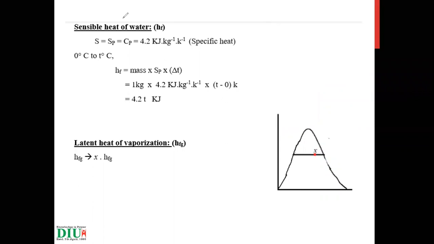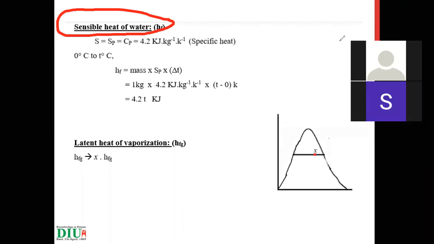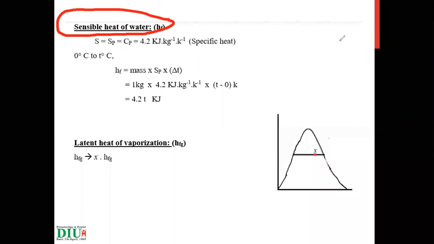Okay, my student, one more thing, now the equation development. We have to develop the equation. We know that there are two types of heat: one is sensible heat, another one is latent heat. First of all, the sensible heat, we all know this comes from temperature change, isn't it?